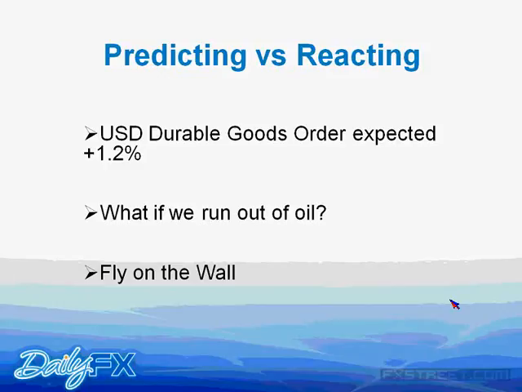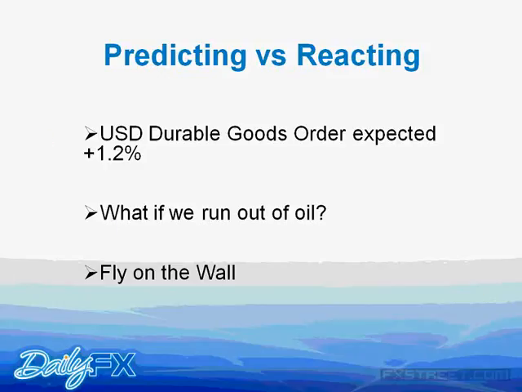So, predicting versus reacting. This morning, about an hour and a half ago, the USD durable goods order was expected to come in at 1.2% to the positive, and it actually came in to the negative, about negative 0.9%. Let's see how that affected the prices.